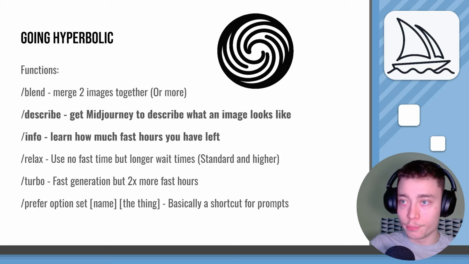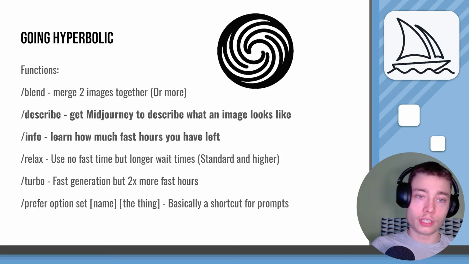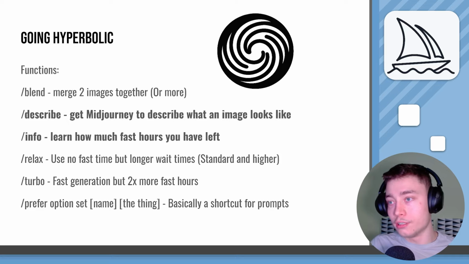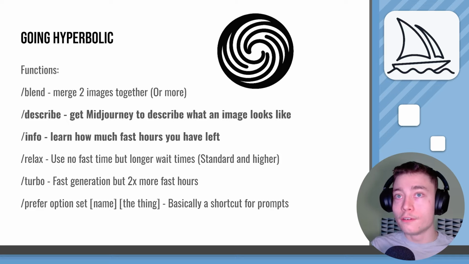Parameters are inside of the prompt and you type them after you finish the prompt. So you do a green flying cat --tile or --repeat. Those are parameters. Functions have nothing to do with prompts. They're on top of it.